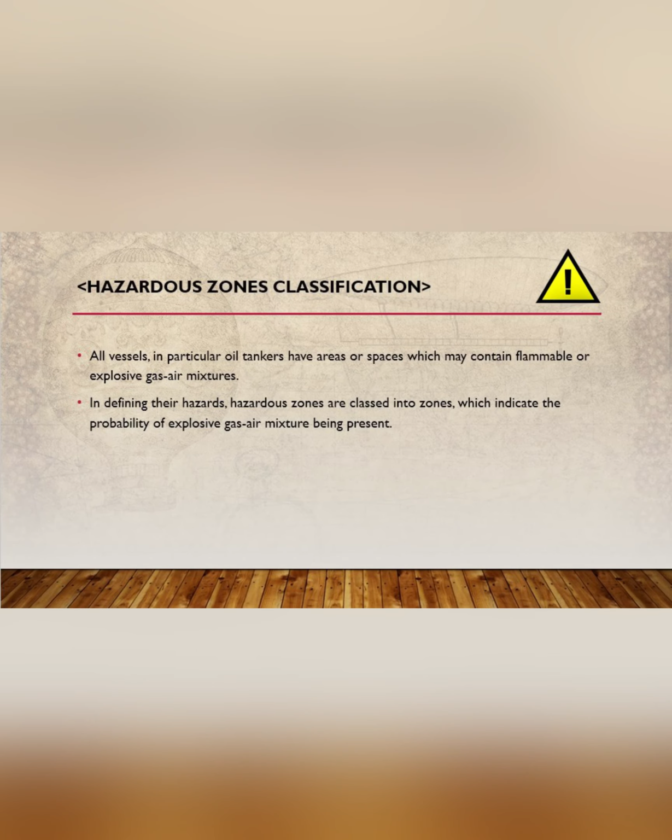For the hazardous zone classification, all vessels, in particular oil tankers, have areas or spaces which may contain flammable or explosive gas air mixtures. And in defining the hazards, hazardous zones are classed into zones which indicate the probability of explosive gas air mixtures being present.